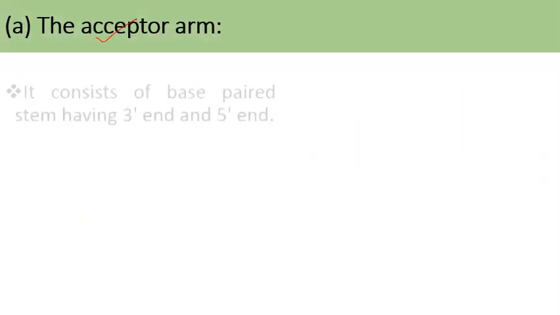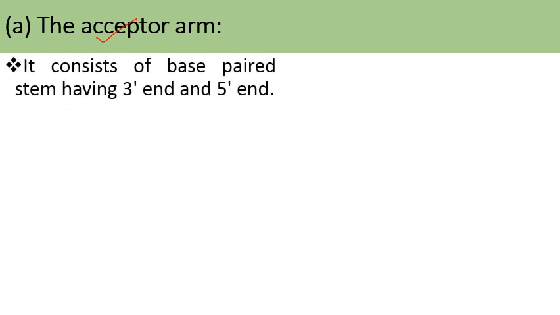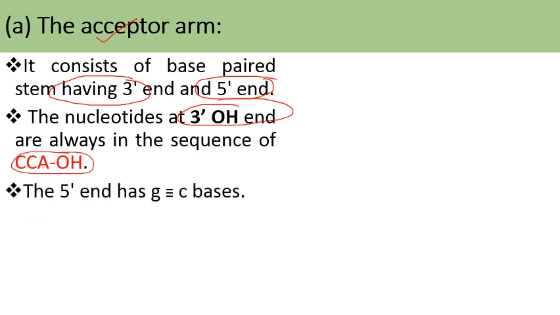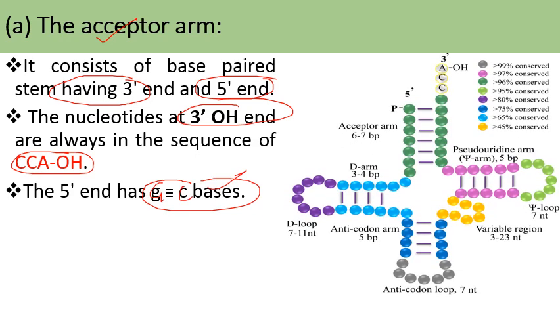So firstly, the acceptor arm. It consists of base paired stem having 3' end and 5' end. The nucleotides at 3' OH group ends are always in the sequence of CCA-OH that we have already discussed, and the 5' ends have GC rich bases. यहाँ पे GC rich bases होते हैं. So this is a structure. In 3' end, it contains these bases which are CCA along with this hydroxyl group, while at 5' terminus, it contains guanine or cytosine groups.